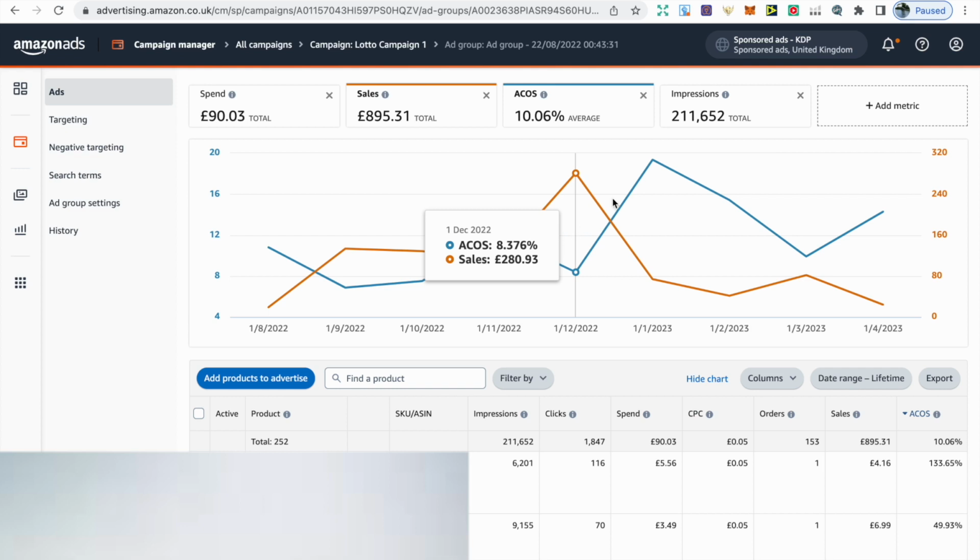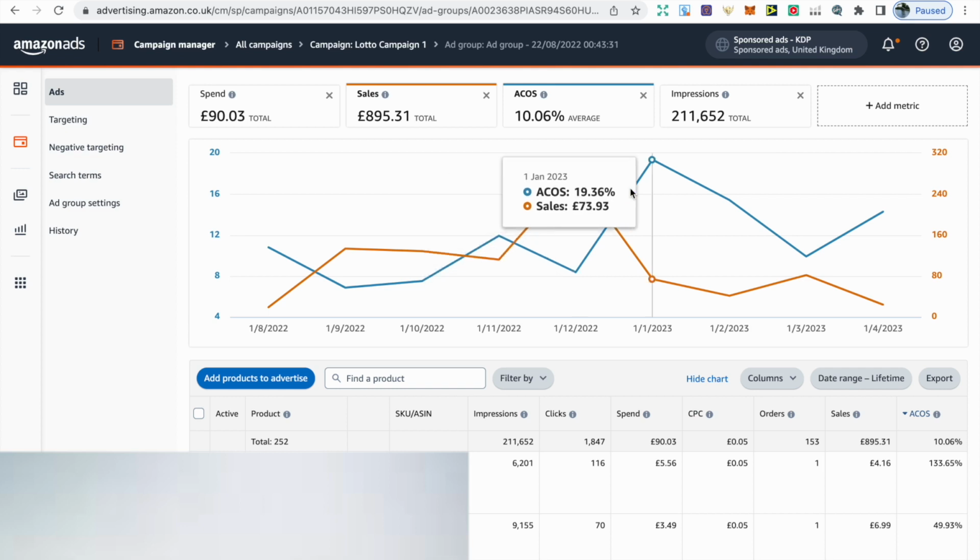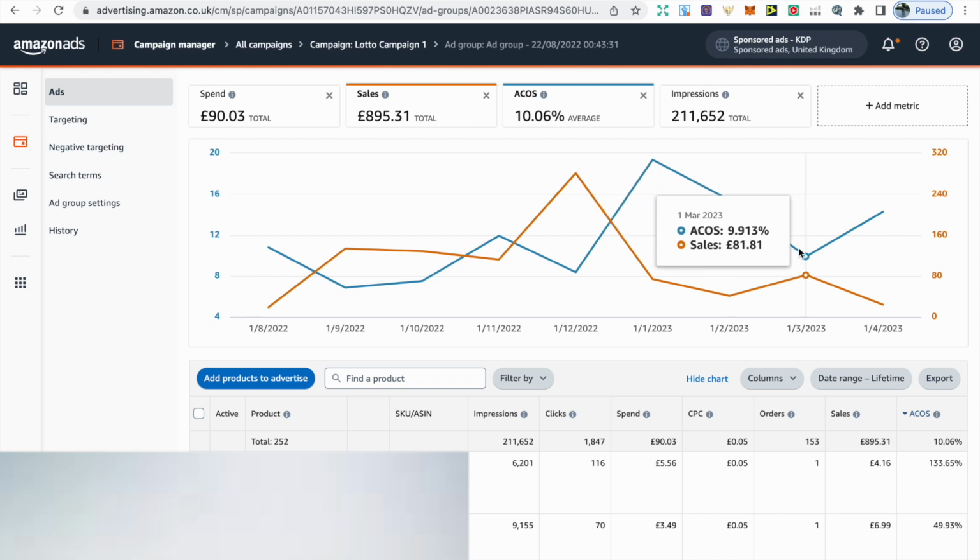Now, from January, the ACoS jumped up quite a lot and it went to 19.36%. Then February went to 15.42%. March, it went back down to 9.913%, and April, it has picked up again to 14.29%. So just two things to add on to this is that you do have to be very patient with these ads in order to start seeing some results.